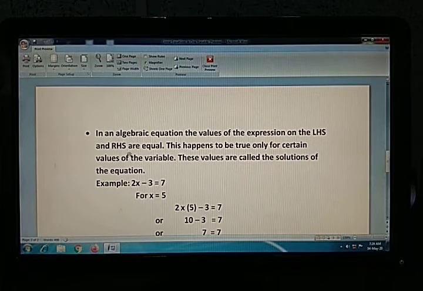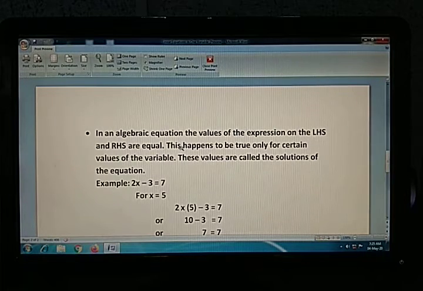Now moving on, in an algebraic equation, the values of the expression on the left hand side and right hand side are equal. This is the condition: if it is an equation, the left hand side should be equal to the right hand side. It is not that the left hand side will be greater or the right hand side will be greater, or any side will be less than the other side. It's not like that. Both the sides are equal. That's why we use the equality symbol. It is not just a form of writing. It means that both the sides are equal.